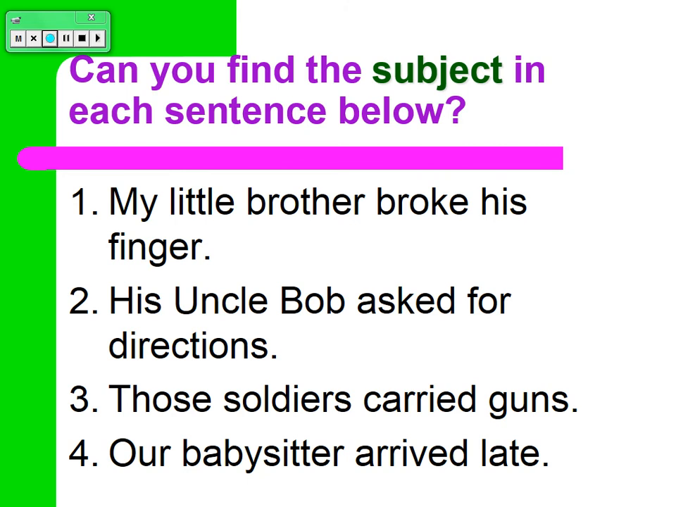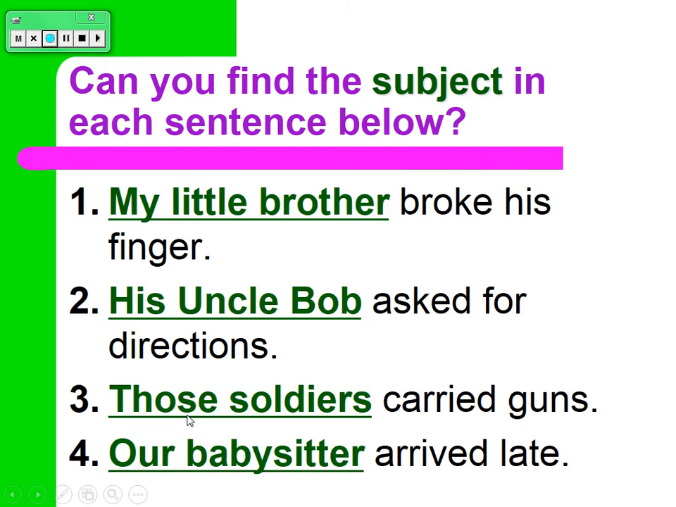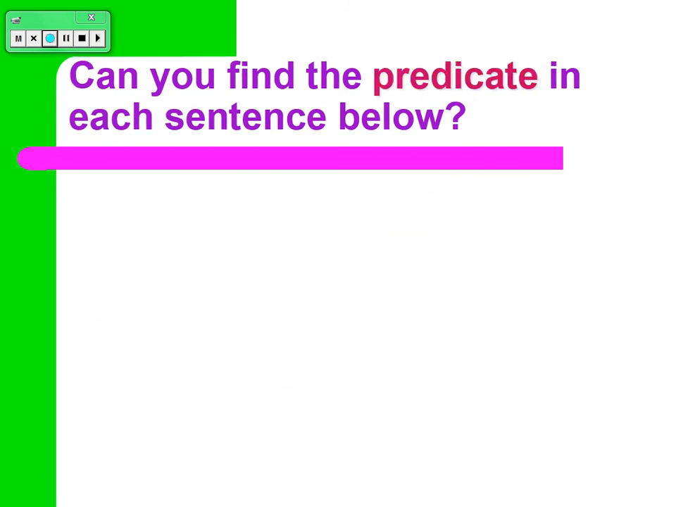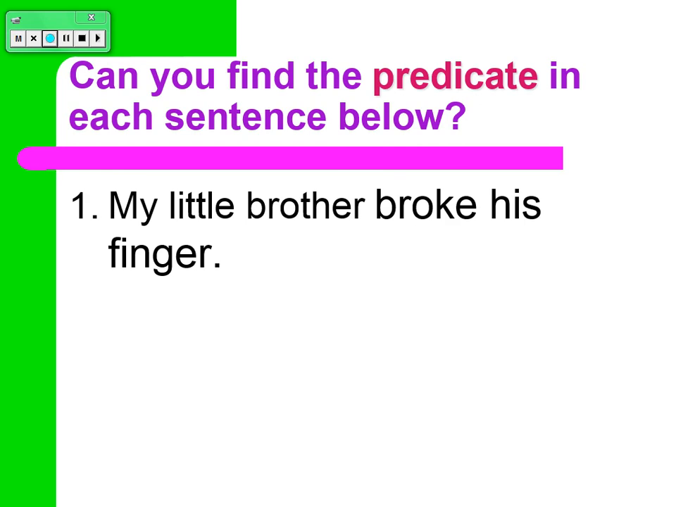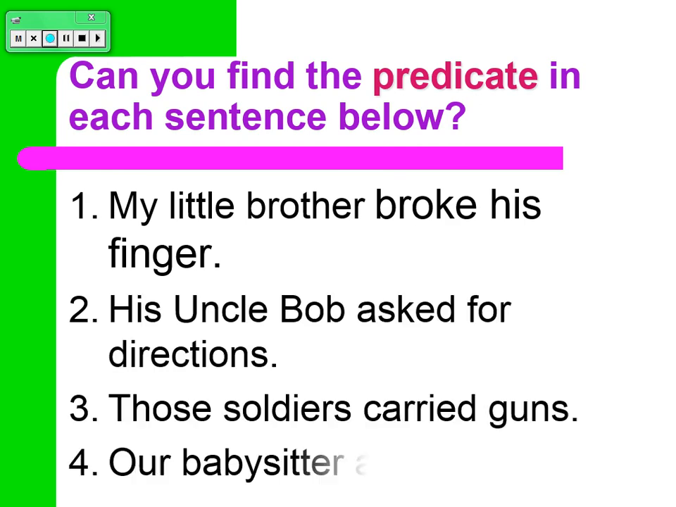Number four. The answer is our babysitter, because I found the verb arrived, and then I asked myself who is doing the arriving, and the answer was our babysitter. So check yourself. Okay, the predicate, so the opposite of the subject. It's just the other part of the sentence. So since we already found the subject, the predicate should be super easy.